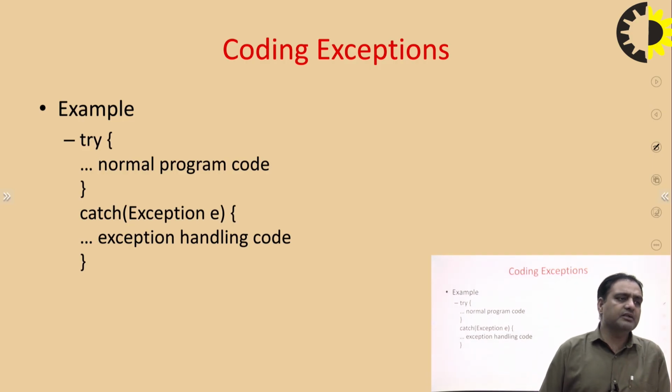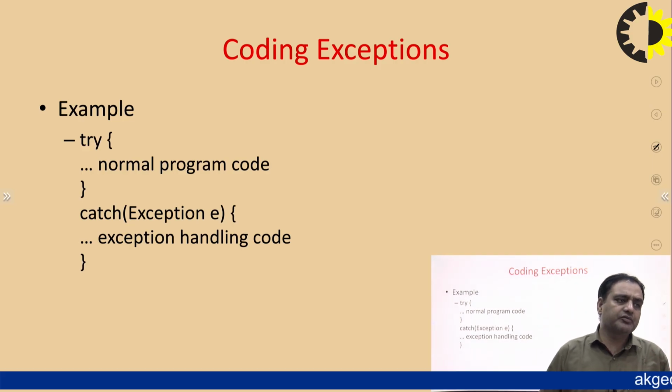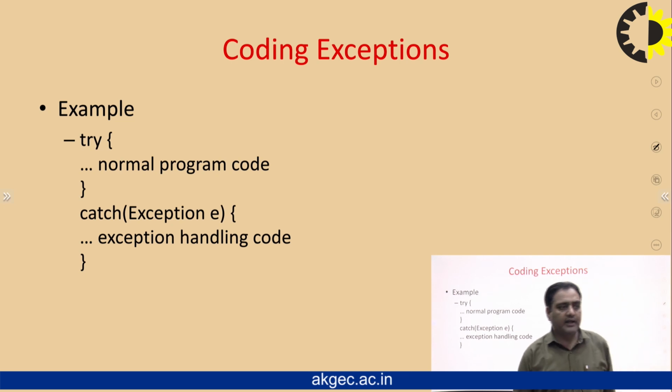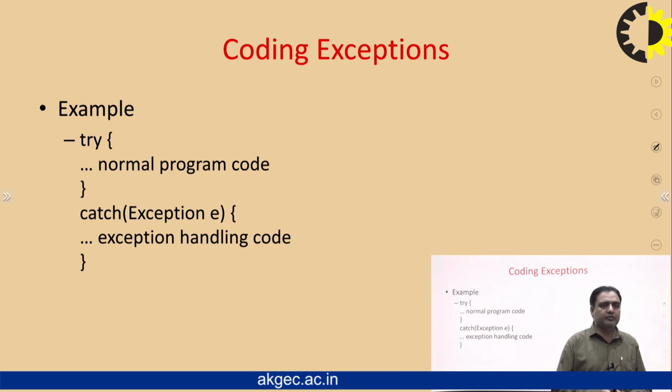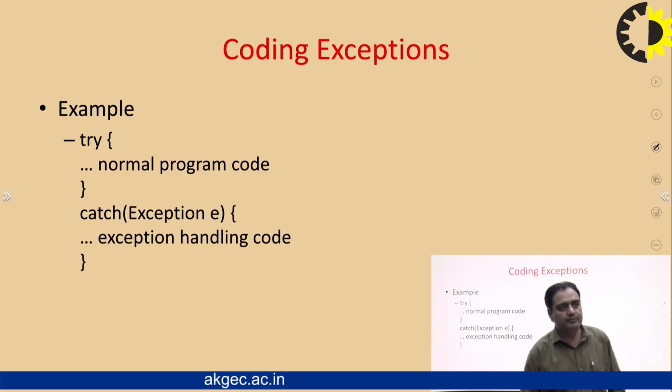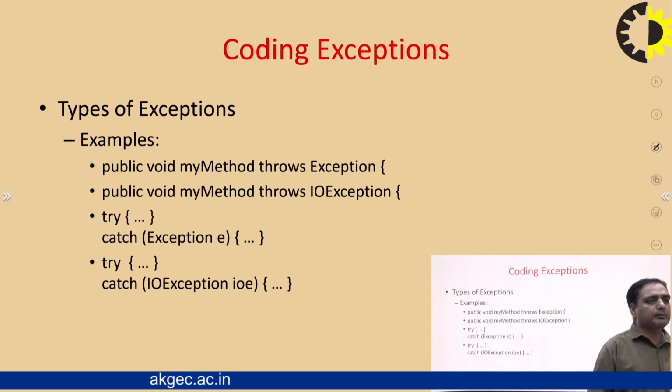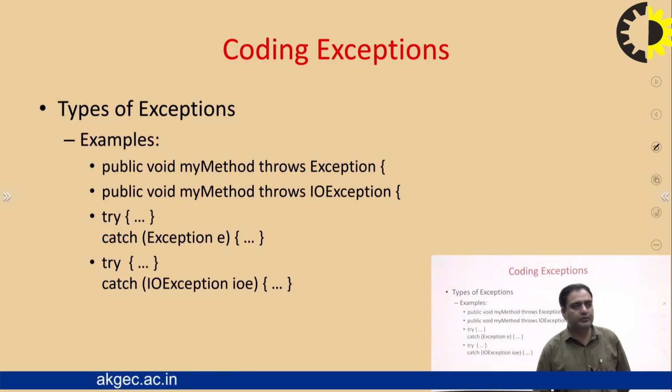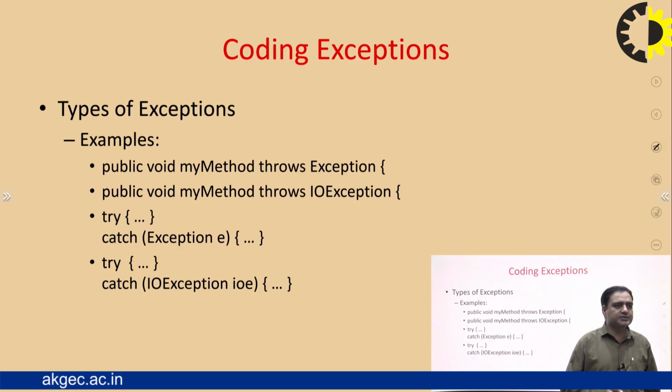Here Exception is a class and e is the object of the exception. The try block will detect the particular exception, and this particular exception is to be caught by the catch block, and this catch block will handle this type of exception. Types of exception: public void myMethod throws, try, catch.